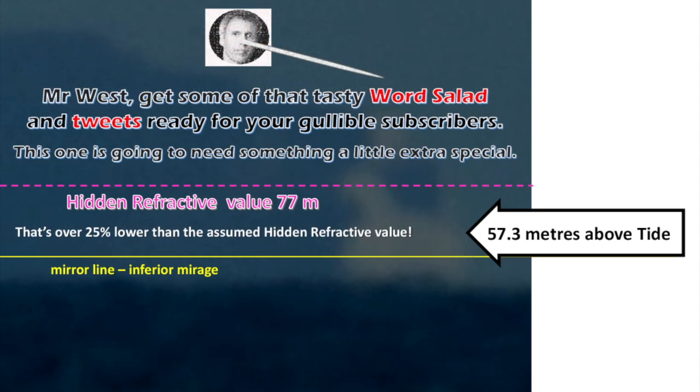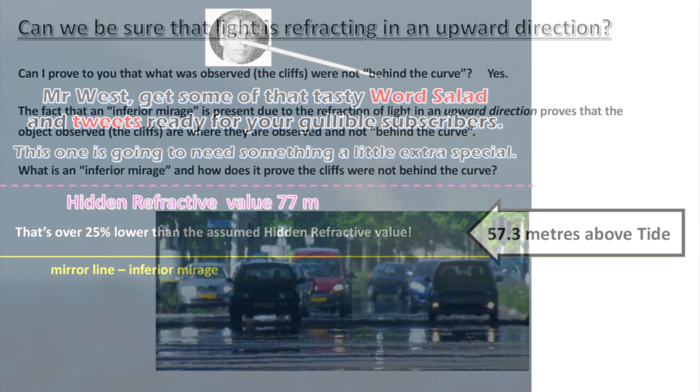Mr. West, get some of that tasty word salad and tweets ready for your gullible subscribers. This one is going to need something a little extra special. Hidden refractive value 77 meters, 57.3 meters above tide observed. That's over 25% lower than the assumed hidden refractive value.